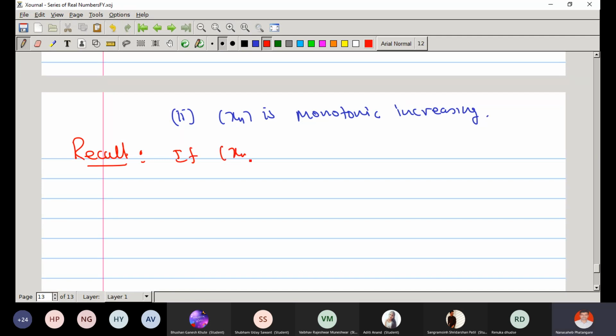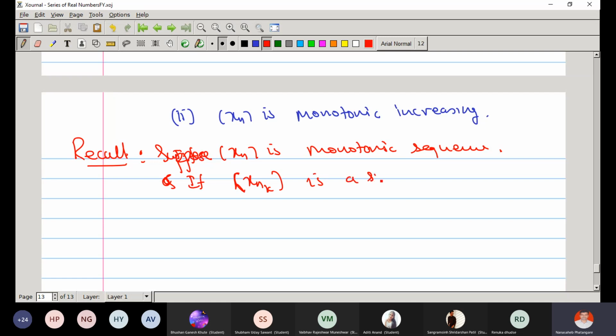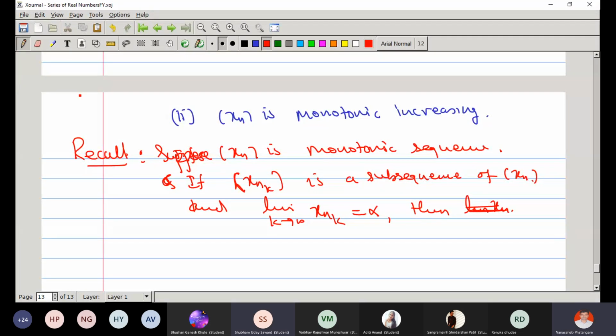If xn is a monotonic sequence, and suppose xnk is a subsequence of xn and the limit of xnk is alpha, then what is the limit of xn, or is xn convergent? Then xn converges to alpha.